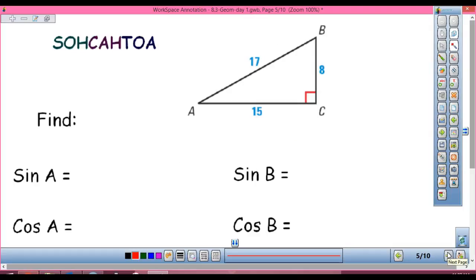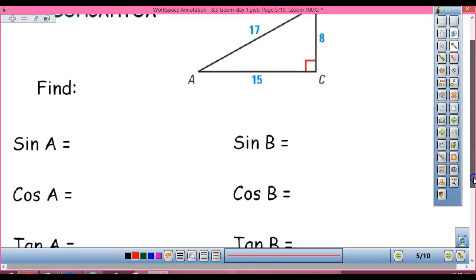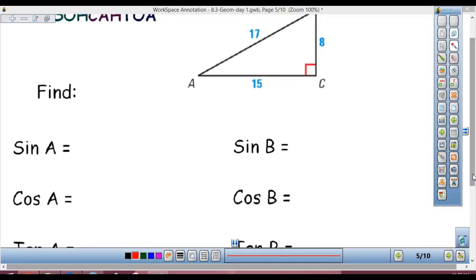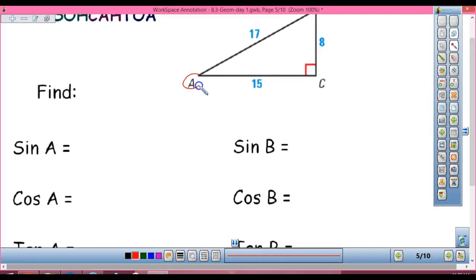Okay? So, let's put this together with some numbers. So if I am looking for sine of A, that means we need to look at A right here. And sine is what? Opposite, which is 8, over hypotenuse, which is 17.